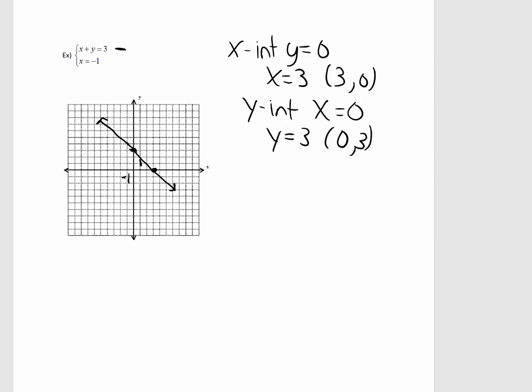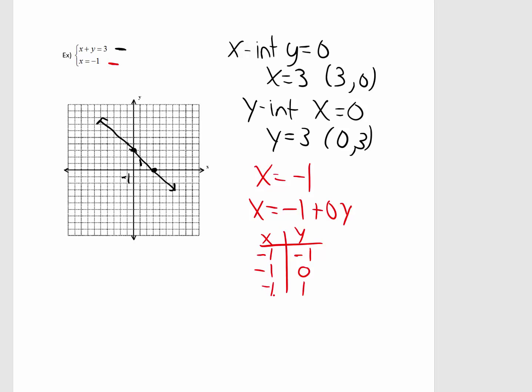Okay, now let's take a look at the bottom equation. So, we know this is going to be a vertical line, but we'll graph by plotting points just to remind us. It does not matter what value of y I pick. When I plug in any y value, multiply it by 0 is 0, and when I add -1, the x values are always going to be -1 here. So let's plot these. And now let's connect the dots.